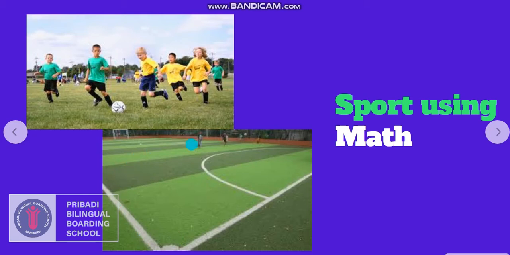And then here, as you can see, there is a field which has some shapes. It means that when you make some shape, you are using math as well. For example, here there is a circle or maybe a square or other things. It means when we play soccer in the field, it's using math as well.